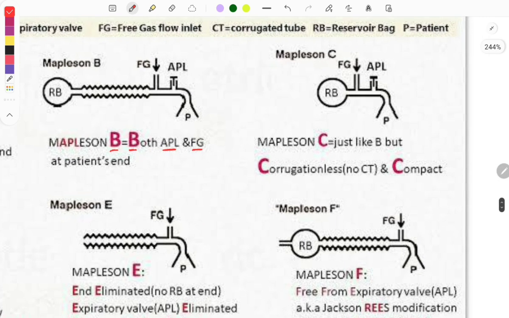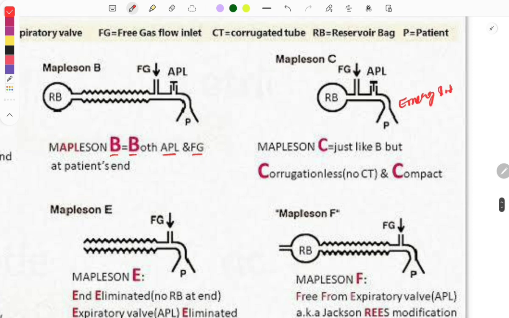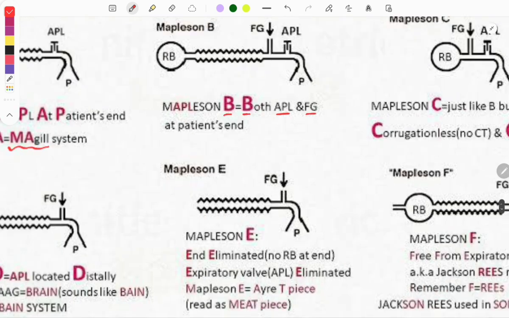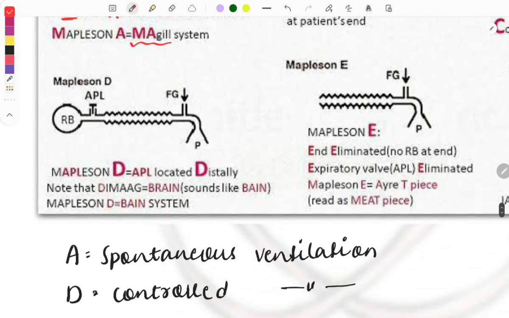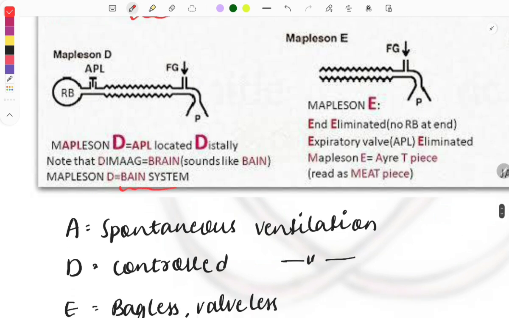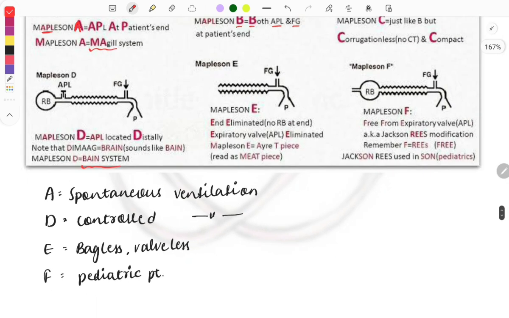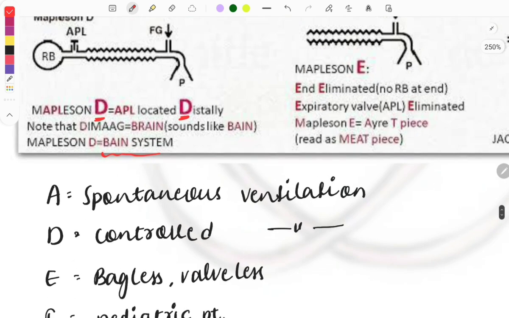Then the C, Mapleson C, is just like B, but it is coagulationless and it is compact, and this is used in case of emergency intubation. Okay, so look at the circuit also, because image based questions can also be asked. Then Mapleson D. In Mapleson D, the APL is located distally, and this one is also called the Bain system. Okay, you can remember that Mapleson D means distally located APL.